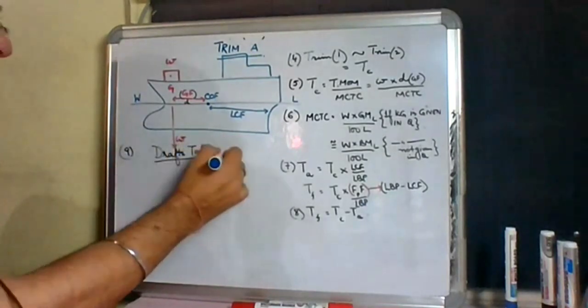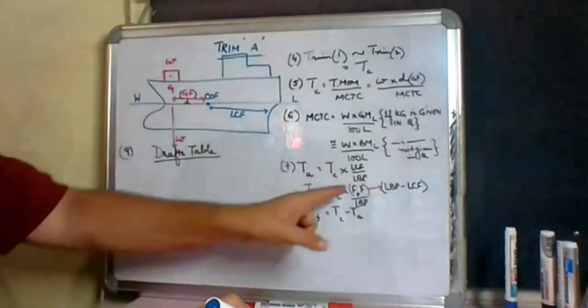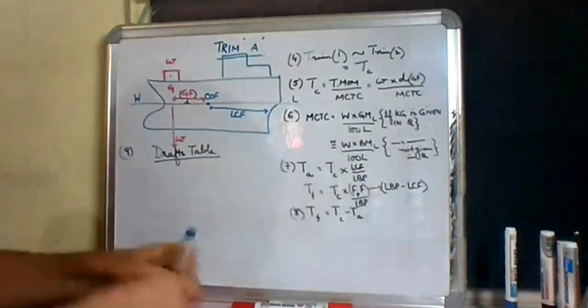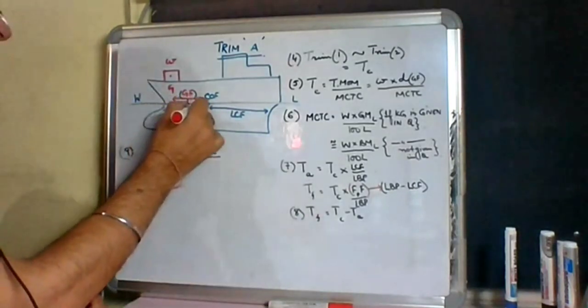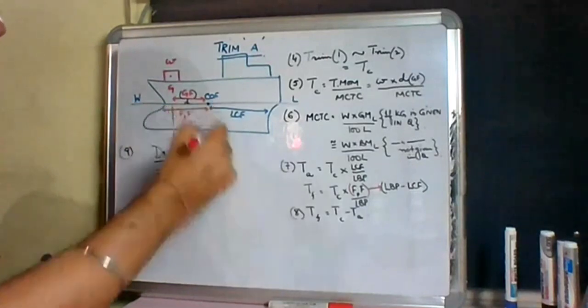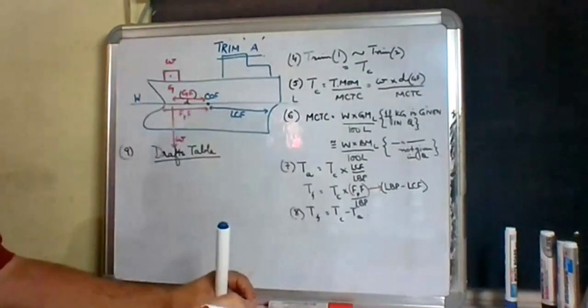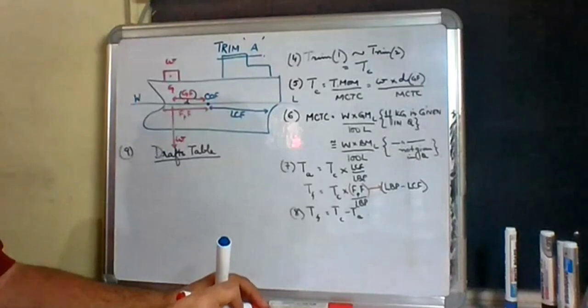Sir, this value that comes from LBP minus LCF, what is it? It is this forward length. OK, this is the one that is forward perpendicular to center of rotation.